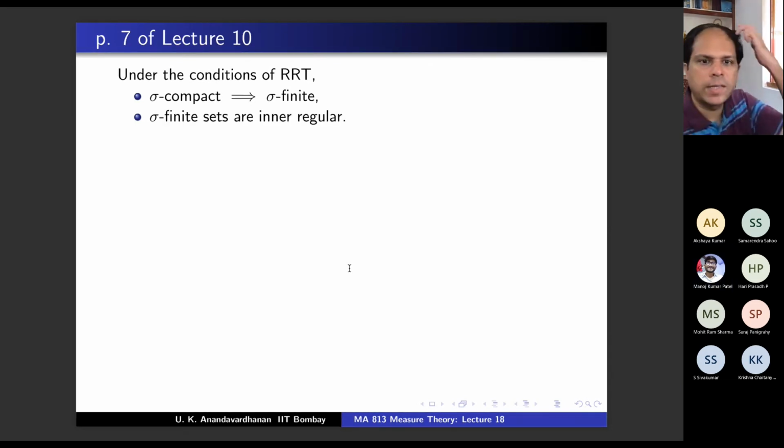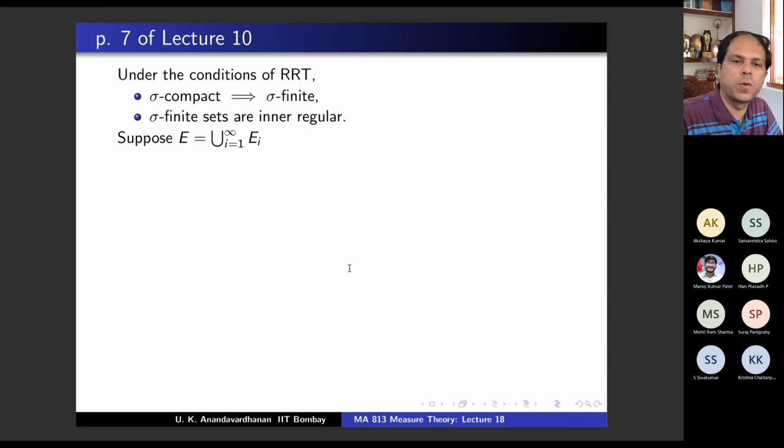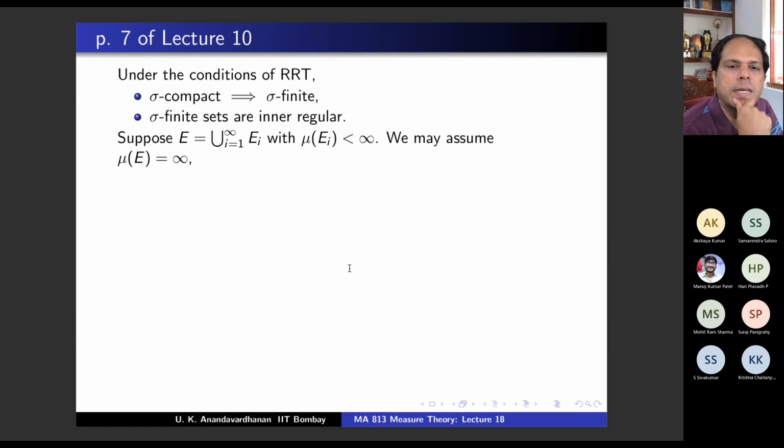And we also showed that sigma finite sets are inner regular. You remember this? Yes. Okay, since I copy pasted the quick proof, let's just recall, we don't need all this. E is a union of EI, where each EI has finite measure. So E is a sigma finite set, and we have to show that E can be approximated from below by compact sets. So you can assume mu of E is infinity. Why? Because otherwise it's regular, right? Because under the conditions of RRT, finite measure sets are in MF and they are by definition inner regular.